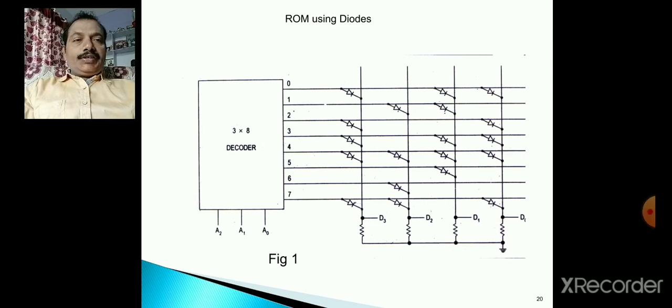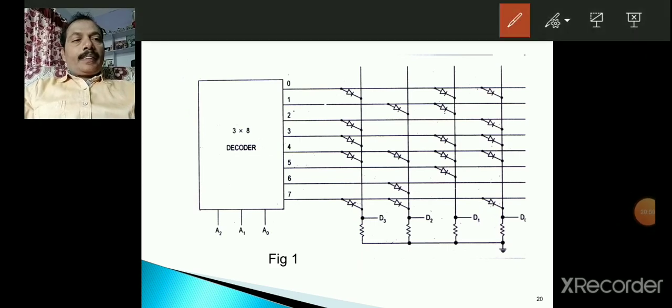So let us consider a ROM using diodes. Here this is the construction of the ROM. So observe here. There are 8 rows and 4 columns. And to activate one of the 8 rows, a decoder is there. So this decoder will activate one of the rows.